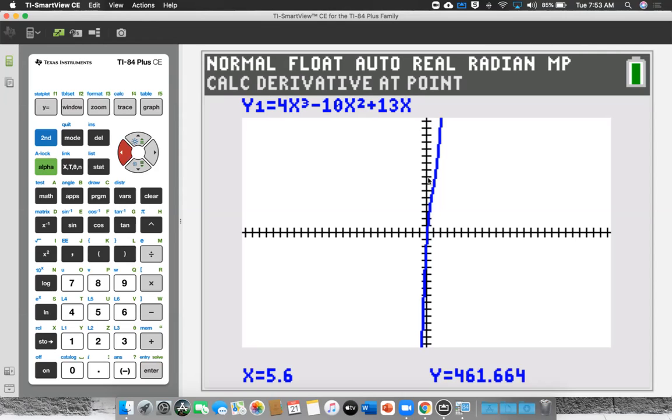So which point do you want the derivative at? I want the derivative at 2. Hit enter. The derivative at 2 is about 21. About 2 right here, the derivative is 21. The slope is 21.